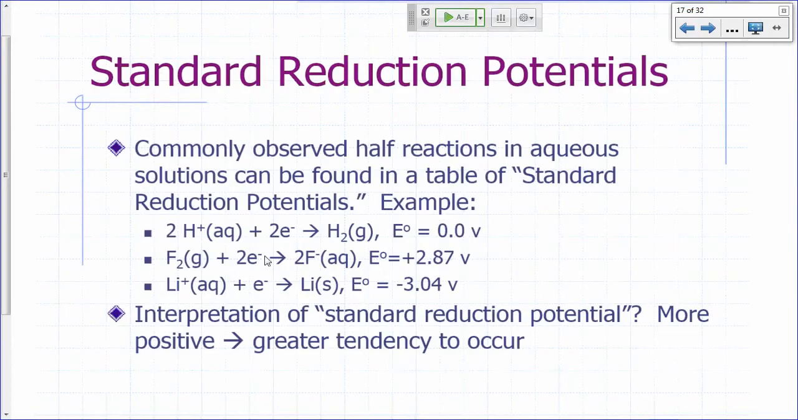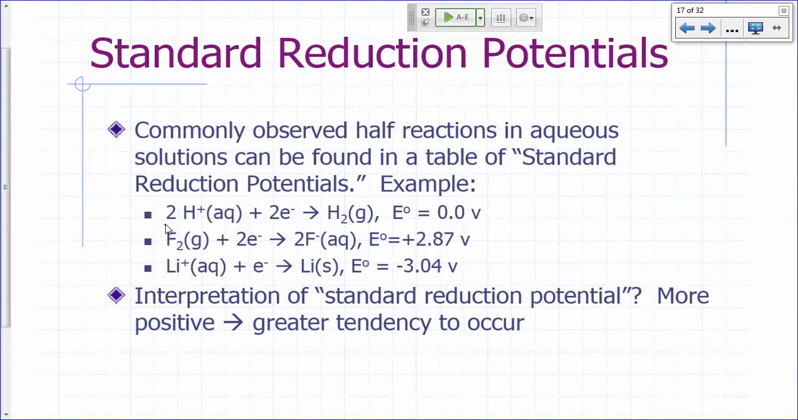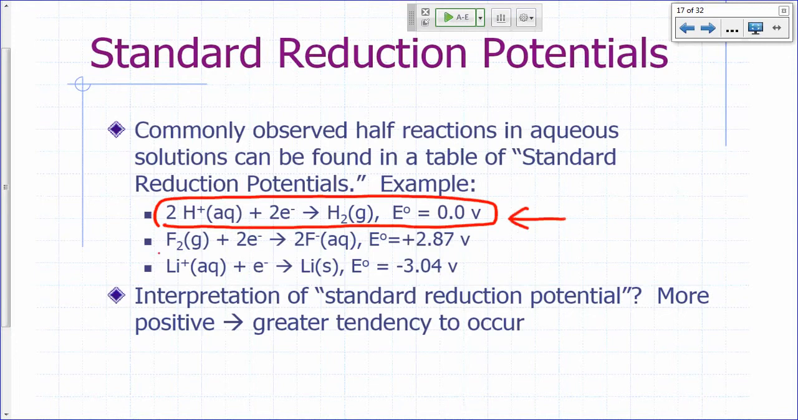So what about H plus? By definition, this is given a value of 0. 2H plus plus 2 electrons gives you H2 gas. That's 0 volts. And fluorine has a standard reduction potential of 2.87, and lithium is negative 3.04. What do these standard reduction potentials mean?